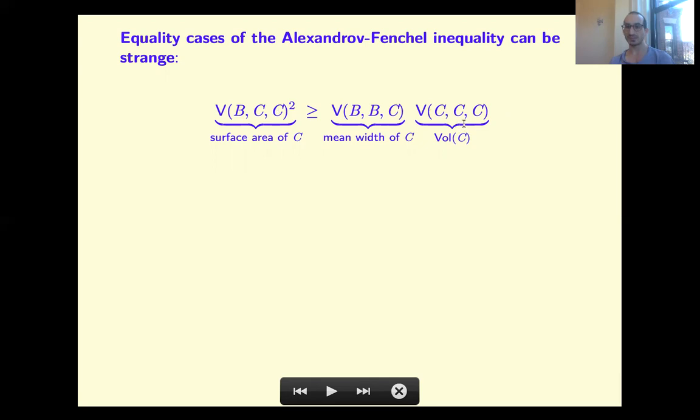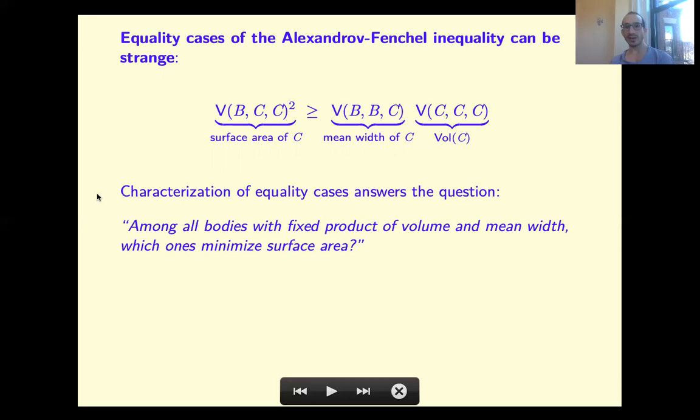And I remind you that this term is nothing but the volume of C, and the term on the left is proportional to the surface area of C. And this middle term is proportional to the mean width of C, which we don't have to define. The intuition is just how wide is the body on average. But at any rate, this is a basic geometric quantity associated to the body C. And characterizing the equality cases answers the question: among all bodies that have a fixed product of volume and mean width, which one will minimize surface area?